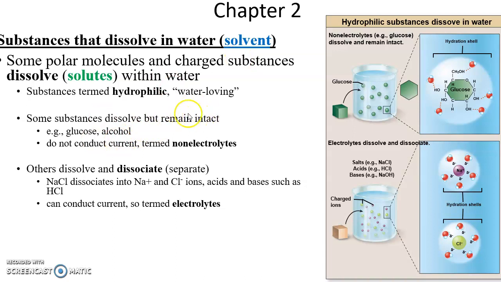So some substances that dissolve in water are then called hydrophilic. Hydrophilic, water-loving, they're going to dissolve in water. They can then form electrolytes if they form charged particles, charged ions, or they are non-electrolytes if they do not form charged particles. So glucose, sugar dissolves in water, but is not an electrolyte, but say sodium chloride does dissolve in water and form electrolytes.